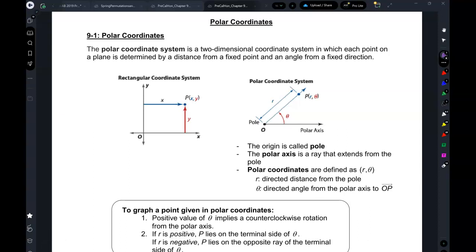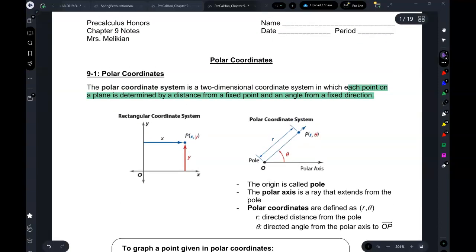Okay. Now, the polar coordinate system is a two-dimensional coordinate system as well. We still have 2 dimensions, but each point on the plane is determined by a distance from a fixed point and an angle from a fixed direction. So there is still a little bit of an address, but it's determined by a distance from a point and then a direction.